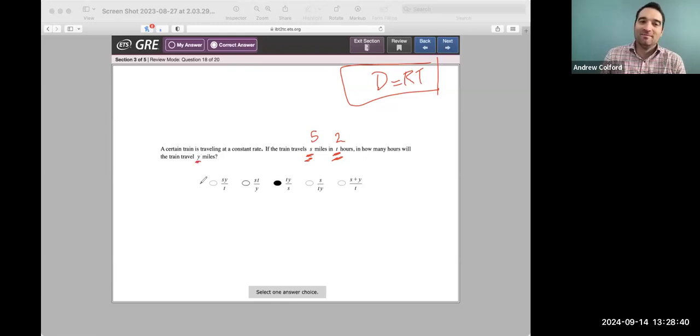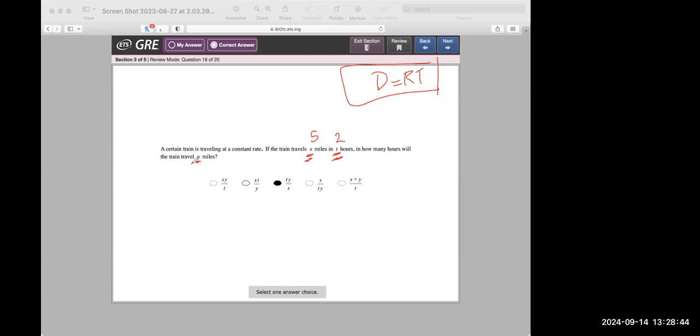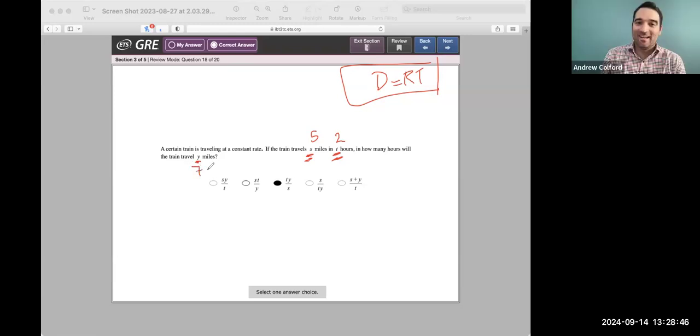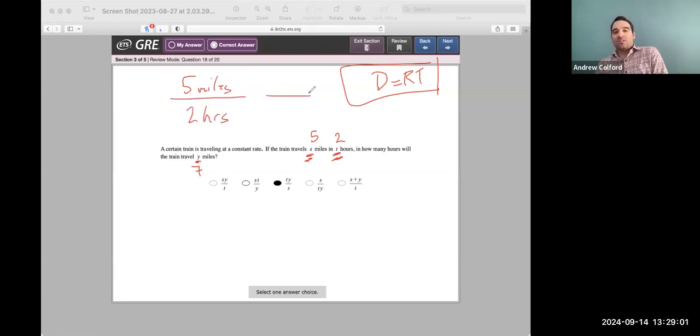What do you want to call Y? 7 miles. Why not? Right. And I can kind of hear the skepticism in your voice, but it works. And we can try it again with different numbers. So if I'm going 5 miles in 2 hours, how many hours is it going to take me to go 7 miles? We just have this proportion here.